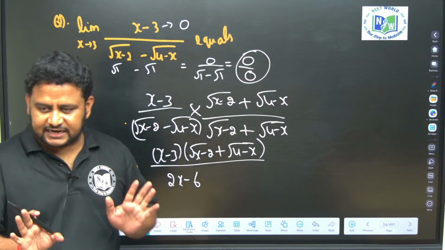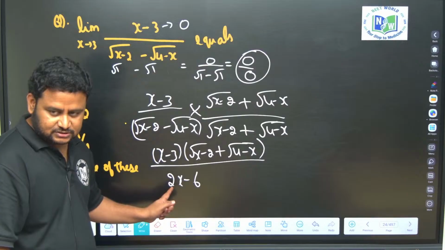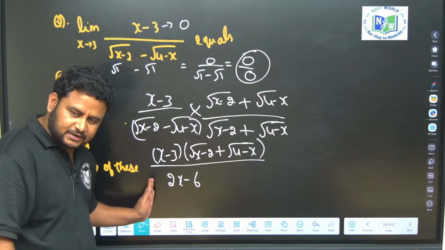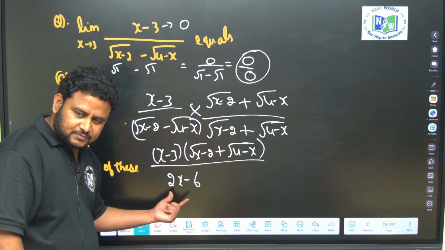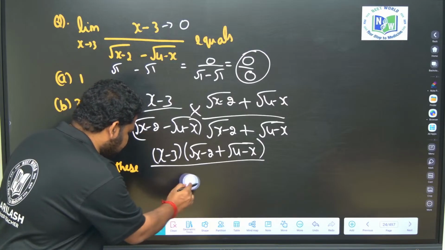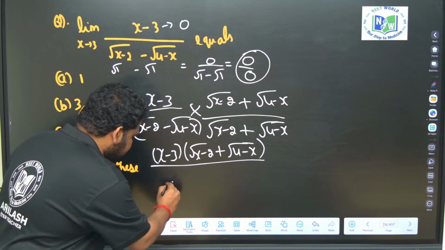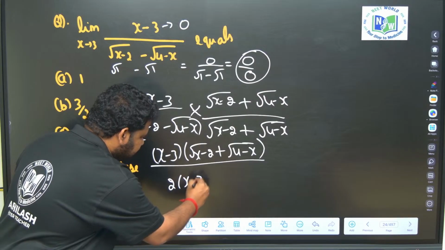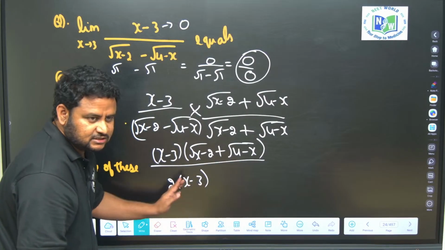Okay, think whether I can take anything common. Here I got 2x minus 6. So what can I do? I can take 2 common in the denominator. If I take 2 common, this will become 2 times (x minus 3). If I multiply, what will I get? 2x minus 6. I have taken 2 common.